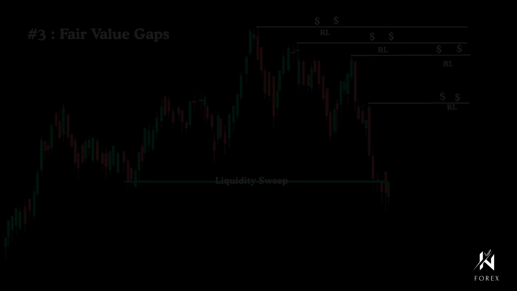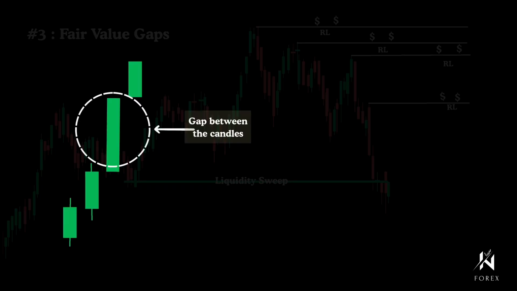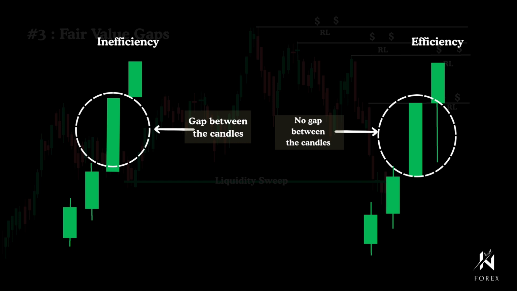Now let's break down how to spot inefficiency in the market. On the left side, you'll notice a visible gap between the candlesticks. This suggests that price may return to revisit that empty zone to fill the gap. This scenario is what we refer to as inefficiency. On the other hand, if you look at the candles on the right side, there's no gap present, meaning no inefficiency exists in that section.